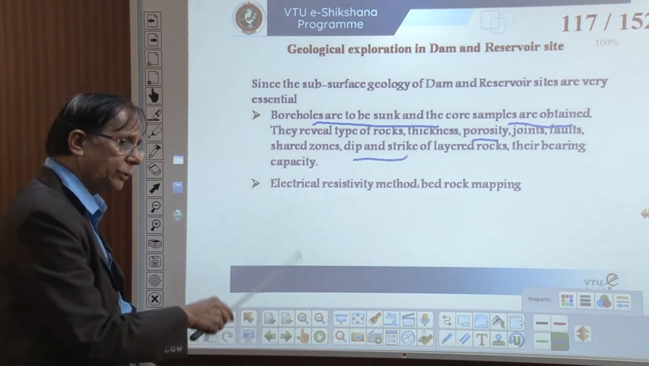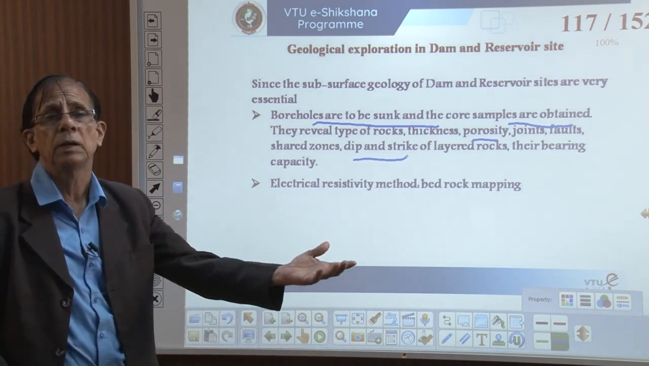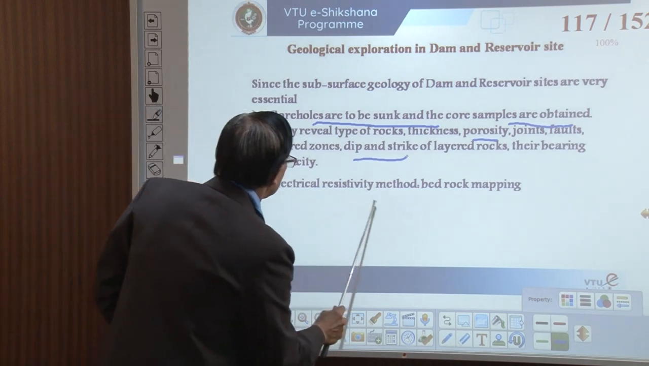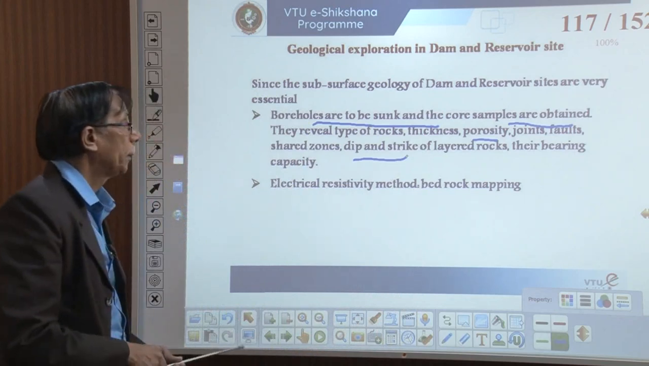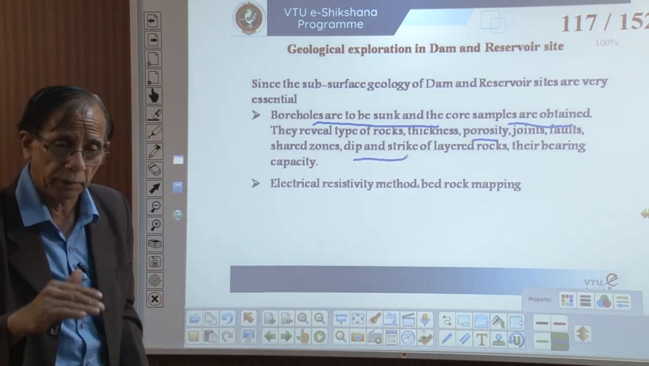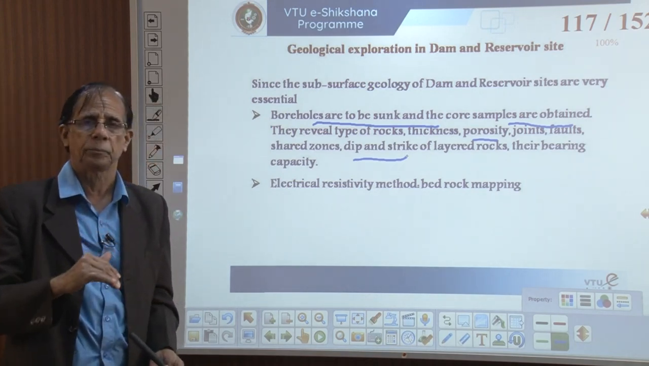In addition, I study them for all these. And plus, I also take boreholes. Below the surface, what happened? I may collect samples from the surface. I also carry out the electrical resistivity method, bedrock mapping, to see how the rocks vary at 100 meter, 10 meter, 50 meter depth.